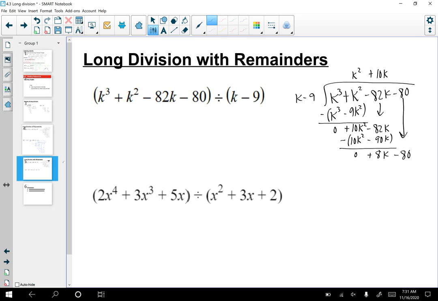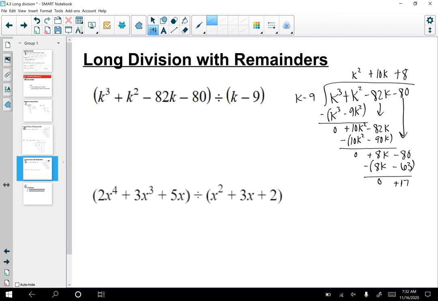How can I get 8k? I need to multiply by 8, right? Plus 8. 8 times k gives me 8k. 8 times negative 9 gives me negative 63. Subtract, I get 0. I have negative 80 plus 63 gives me plus 17.